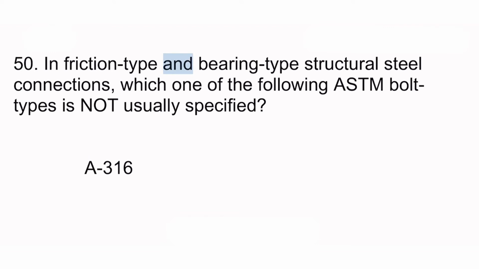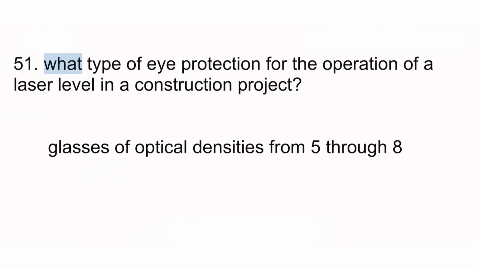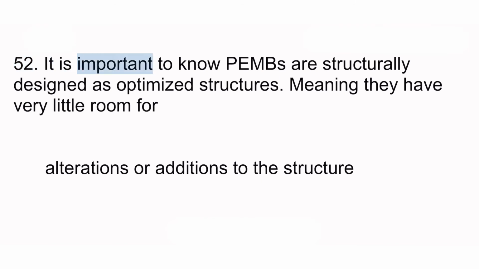50. In friction type and bearing type structural steel connections, which one of the following ASTM bolt types is not usually specified? A316. 51. What type of eye protection for the operation of a laser level in a construction project? Glasses of optical densities from 5 through 8. 52. It is important to know PAMs are structurally designed as optimized structures, meaning they have very little room for alterations or additions to the structure.